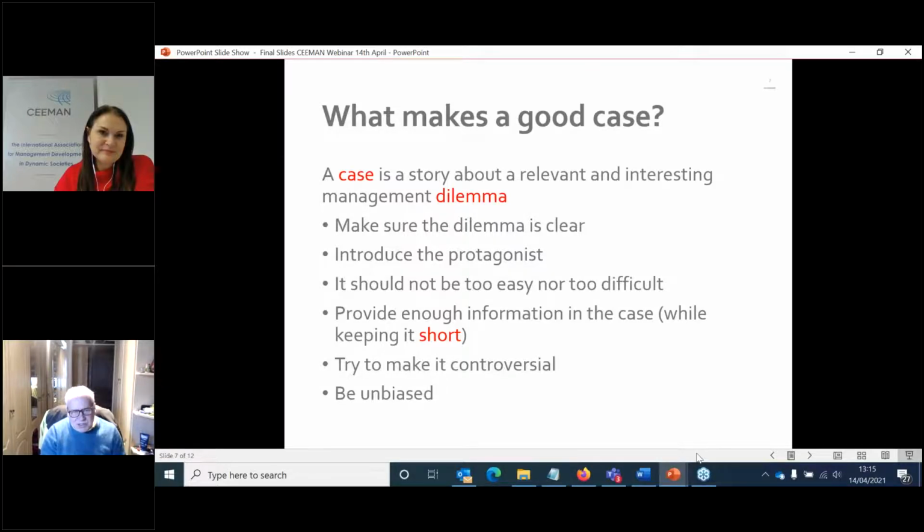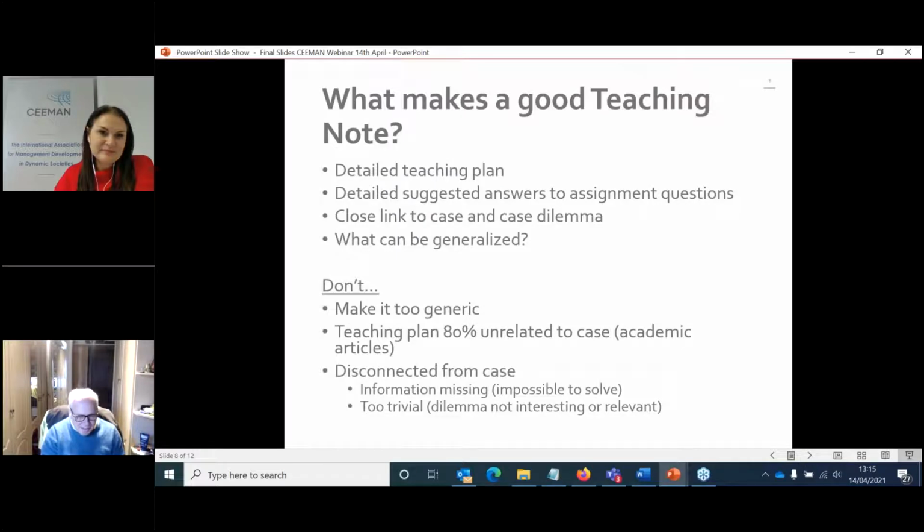Let's move on to the next slide, which is the teaching note. So the teaching note is actually, if you submit the case competition, you will be judged mainly based on the teaching note. The case, of course, should be very good, but it's the teaching note that makes the difference. We expect a detailed teaching plan. So if you have a 90-minute class session, basically minute by minute, this is what the class should look like. Of course, it's a suggestion because everybody will teach it in their own way. We will make modifications, but we want to see a clear plan how to do it.